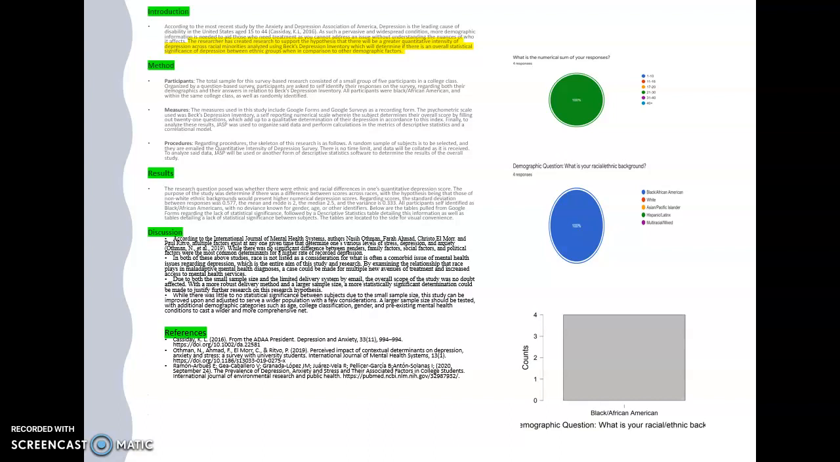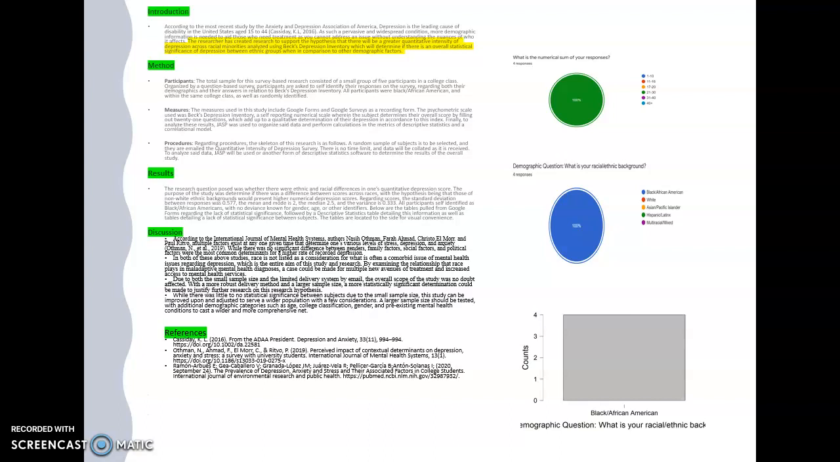Regarding scores, the standard deviation between the responses was 0.577. The mean and mode were 2. The median 2.5. And the variance is 33. Repeating, all participants self-identified as Black and African Americans with no deviance for gender, age, or other identifiers known.